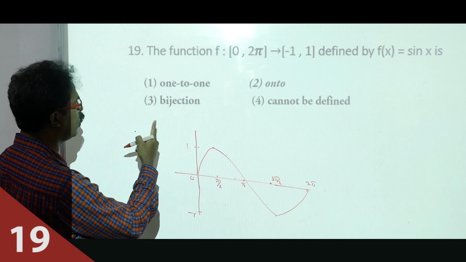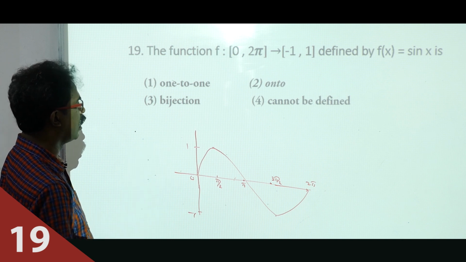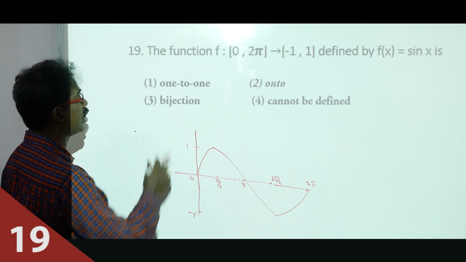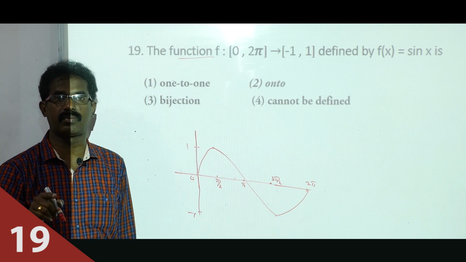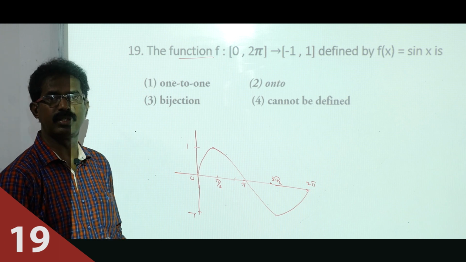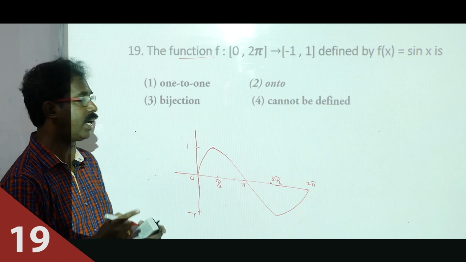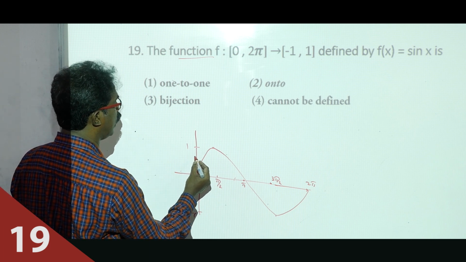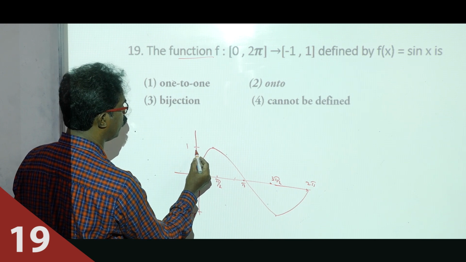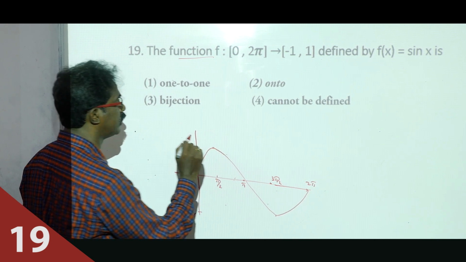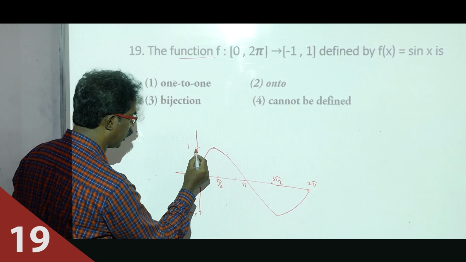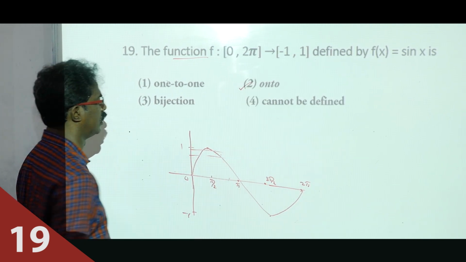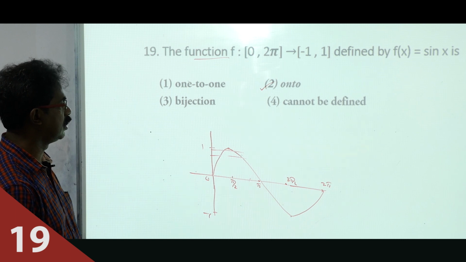Now they asked whether this function is one-one, onto, bijection, or cannot be defined. So what you do here, horizontal line test you can use. Already it is a function. To check whether it is a function or not, we use the vertical line test, right? Function is given. To check whether it is one-one or onto or not, we have to use the horizontal line test. When you draw a horizontal line, if it is not cutting the curve, we say it is not onto. Here, at any point you draw a horizontal line, it cuts. So it is an onto function. So the correct answer is onto.